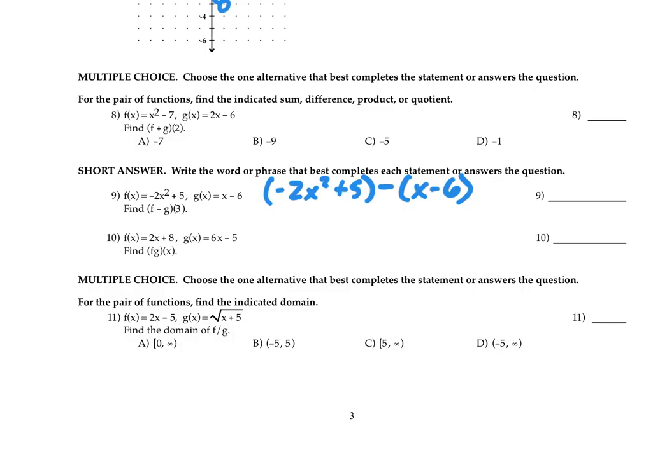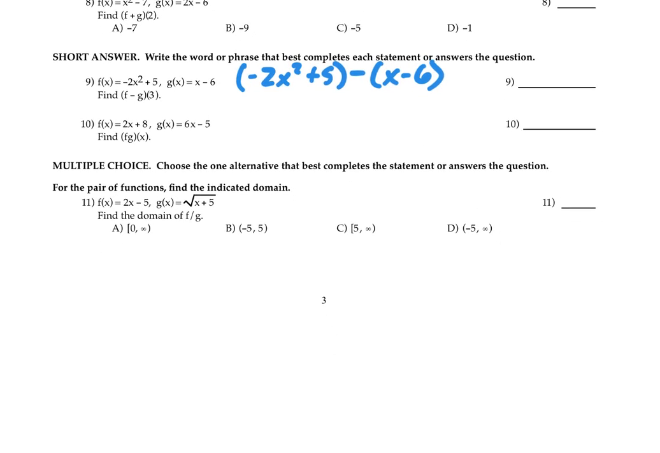Number 10 is f times g. There's no symbol in between the f and g, so that's f times g. So that is going to be a FOIL problem because you're taking 2 binomials times each other. And that one you're not plugging a number in, so you're just going to leave your answer as an expression.